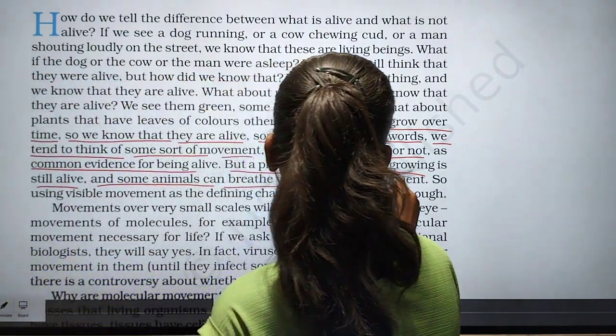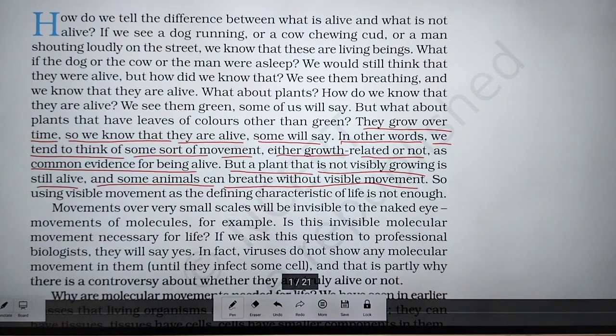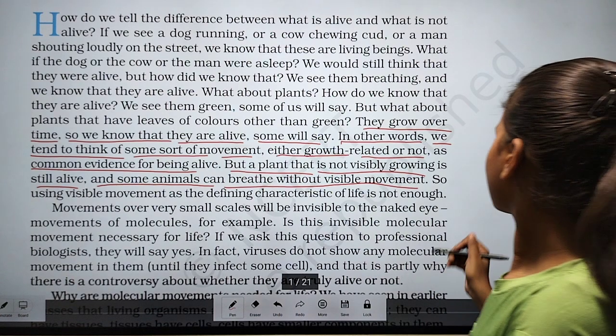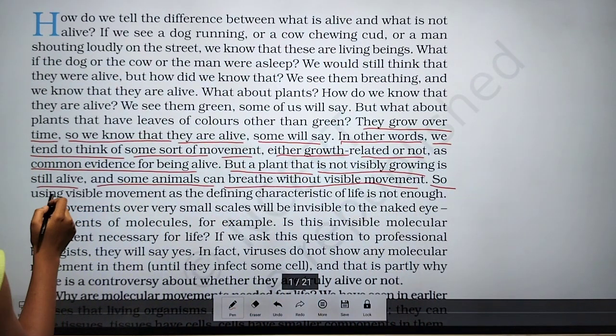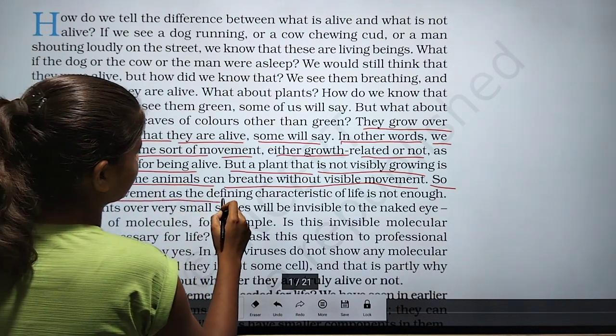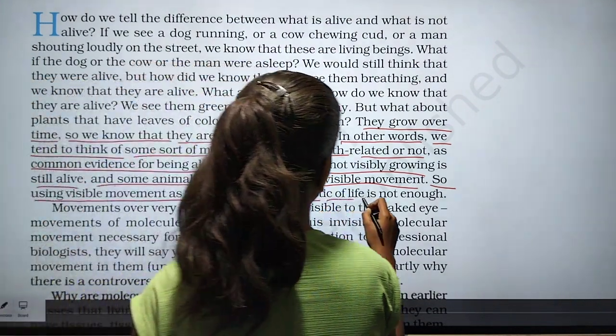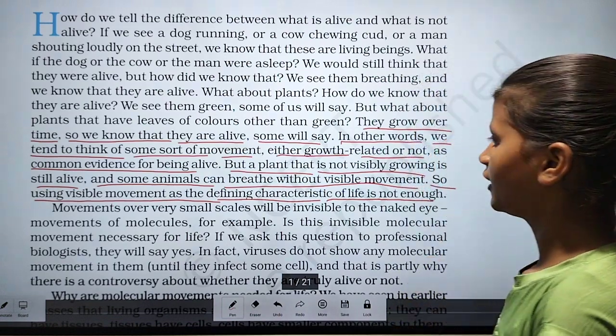can breathe without visible movement. A plant that shows no visible growth is still alive, and some animals can breathe without visible movement. Okay, so using visible movement as the defining characteristic of life is not enough.